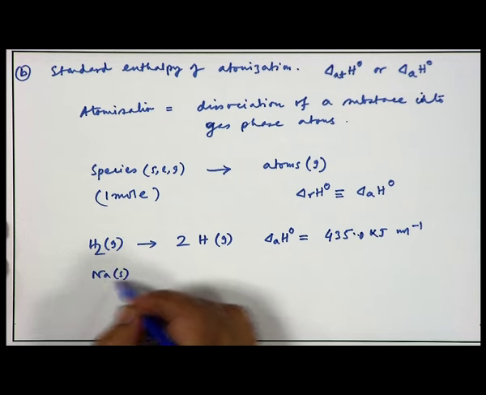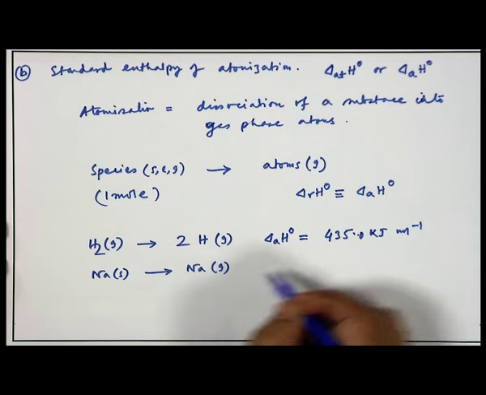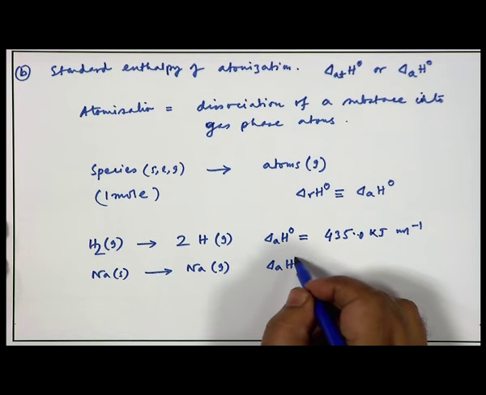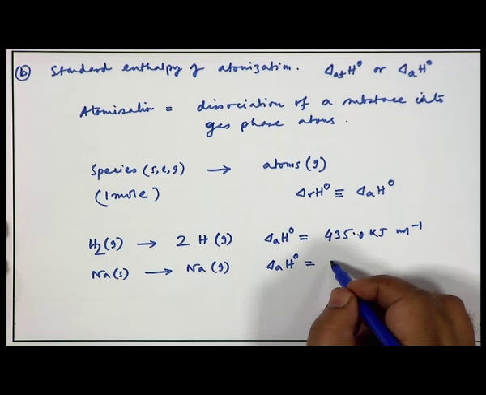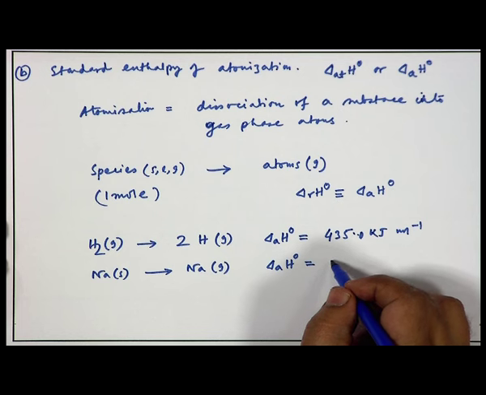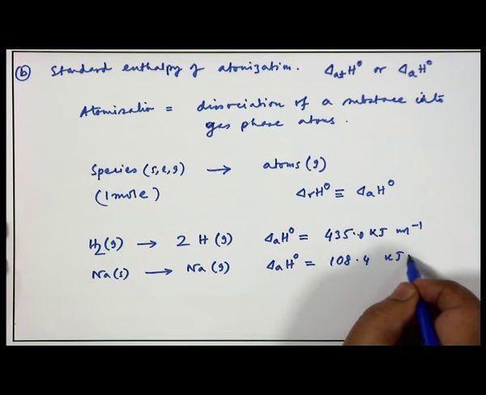Talk about sodium in solid to sodium atom in gas phase, the standard heat of reaction for this process is again the heat of atomization of sodium solid, the value is 4.1 kJ/mol.